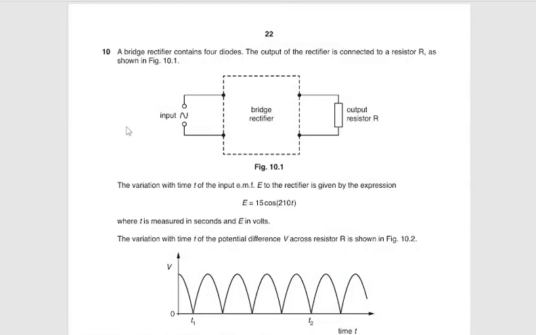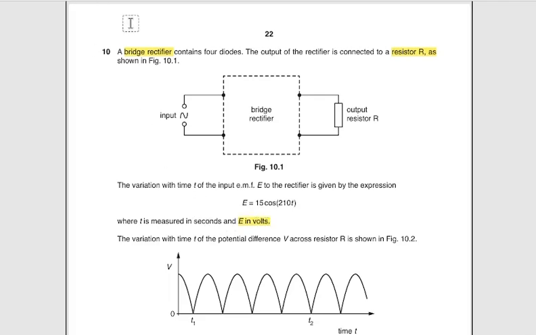Hello everyone, today the question we're looking at is question number 10 of summer 19 paper 4-1. The question says a bridge rectifier contains 4 diodes. The output of the rectifier is connected to a resistor R as shown in figure 10.1. The variation with time t of the input EMF E to the rectifier is given by the equation E equals 15 cos 210t, where t is measured in seconds and E in volts.